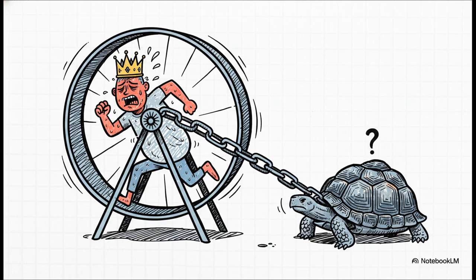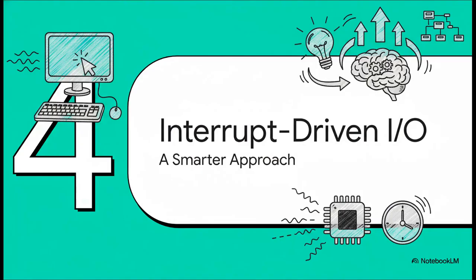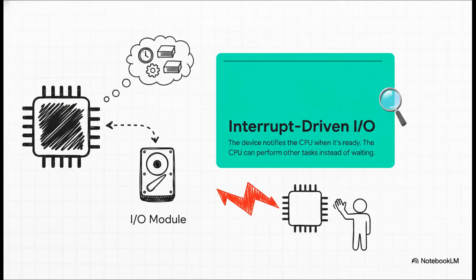There has to be a better way. And you know what? Of course, there is. Let's move on to the next evolution in the story, a much, much smarter approach, interrupt-driven I/O. This is basically the "don't call us, we'll call you" model of management. The CEO hands off a report to the PA and says, look, you handle this. Just come tap me on the shoulder when it's done.